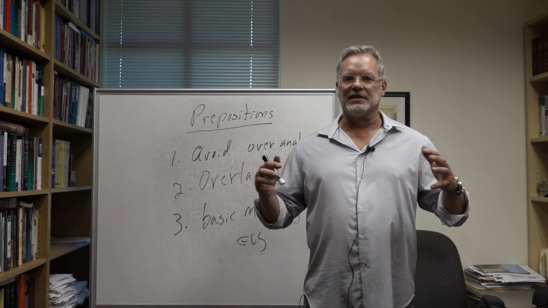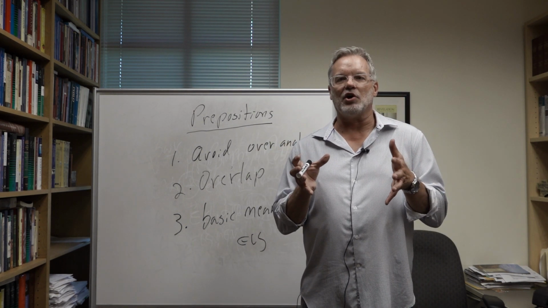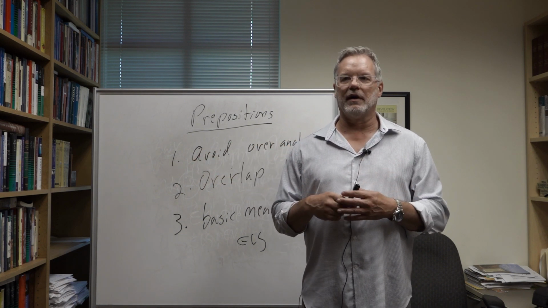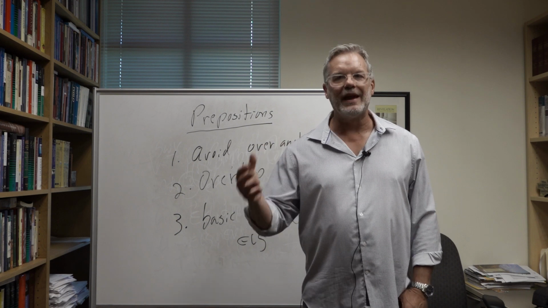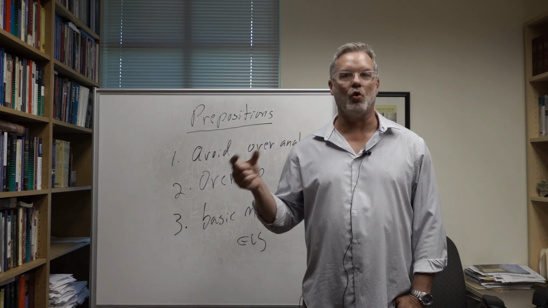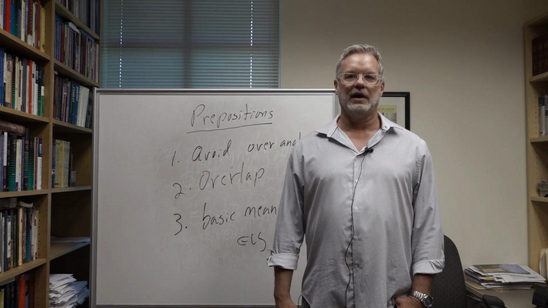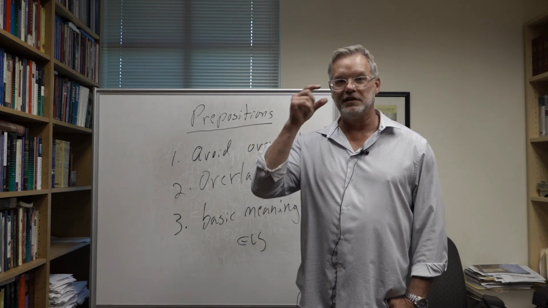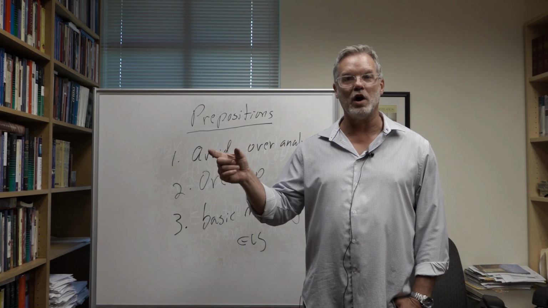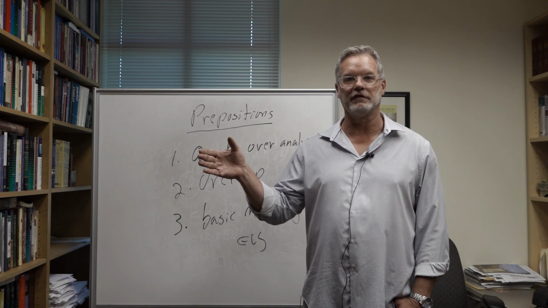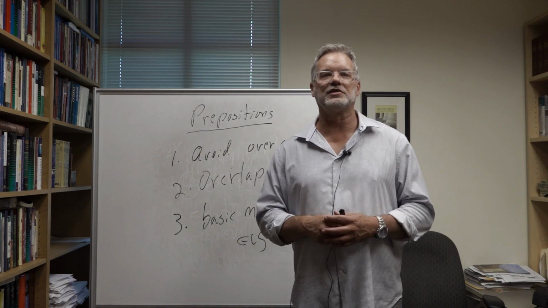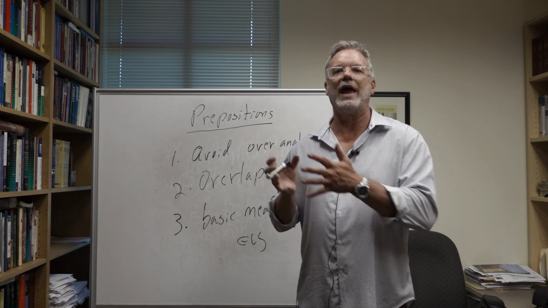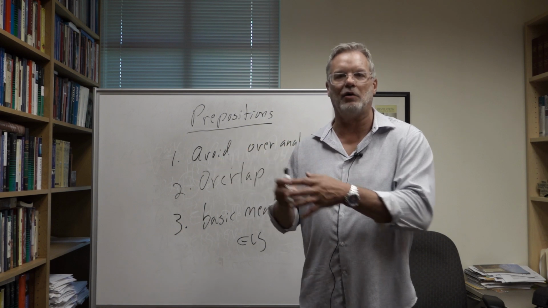The preposition eis, its local meaning is entry into something. So we speak of entering into a house, eis oikon, for example. Eis is one of those prepositions that in New Testament Greek is followed by only one case, the noun in the accusative. But it's frequently used in its local sense of entry into something. So eis oikon, he went into the house.